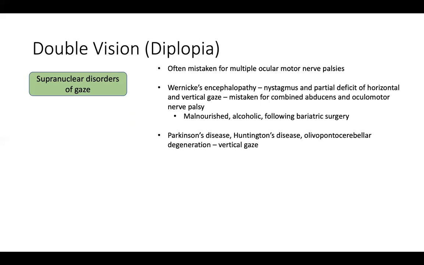Disorders of vertical gaze, especially downward saccades, are an early feature of progressive supranuclear palsy. Smooth pursuit is affected later in the course of the disease. Parkinson's disease, Huntington's disease, and olivo-pontocerebellar degeneration also can affect vertical gaze.